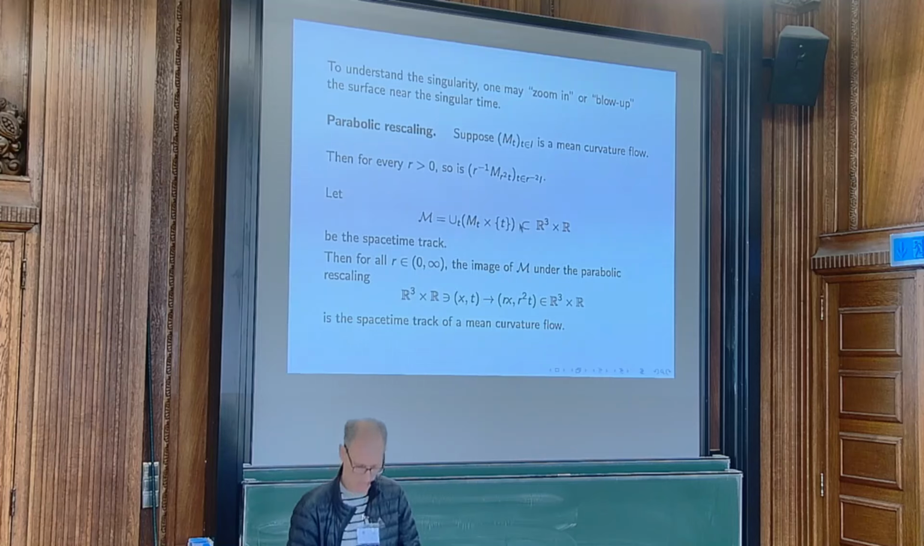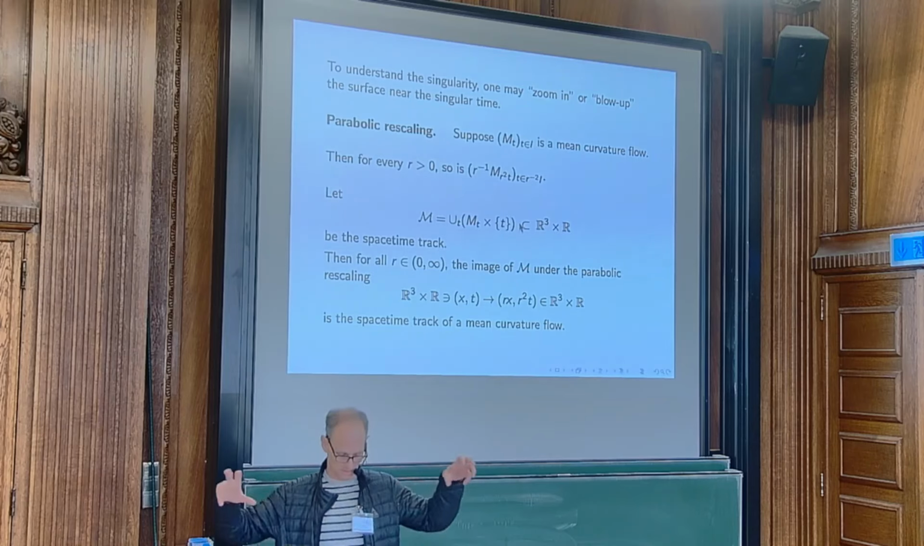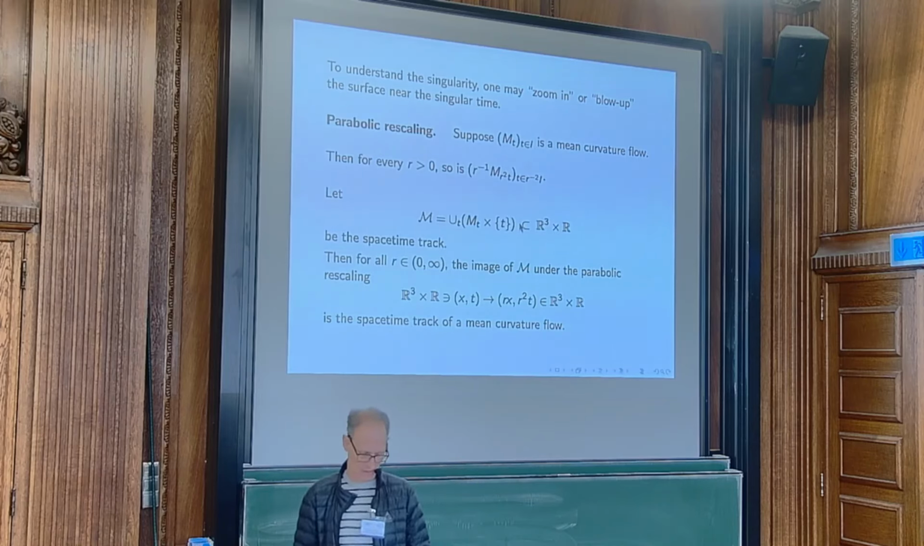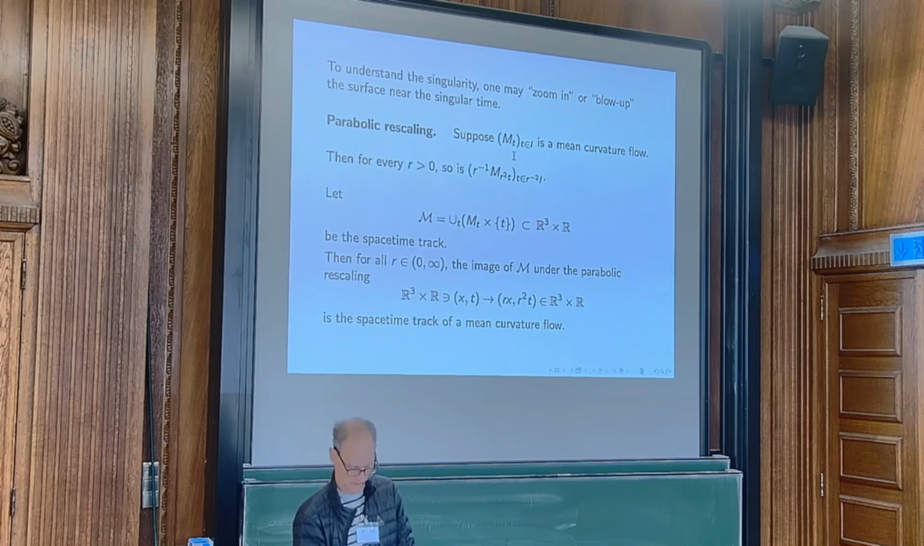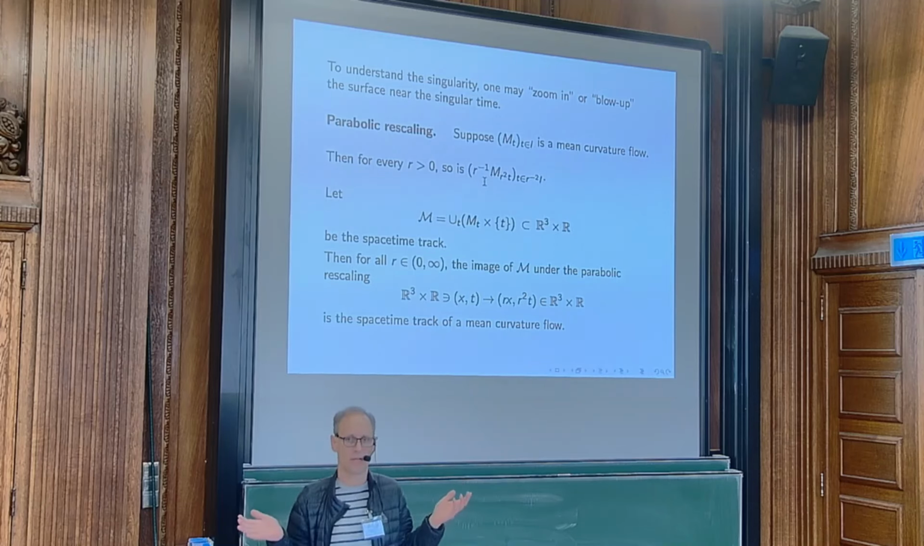Now you can try to understand what's happening at that singular point in the case of the neck pinch by doing a blow up analysis. So what does that mean? You want to zoom in to compensate for the shrinkage that's occurring under the evolution, right? So this refers to rescaling, or parabolic rescaling, which is the symmetry of the equation. Let me just formalize this. Suppose you have a mean curvature flow. Then for any scale factor r, if you scale the surfaces by r inverse and scale time by r squared, you get another mean curvature flow.